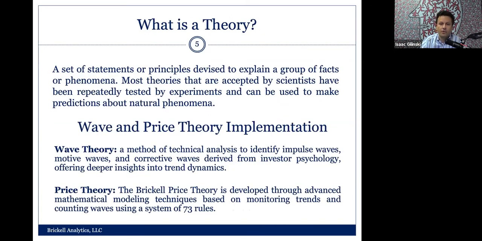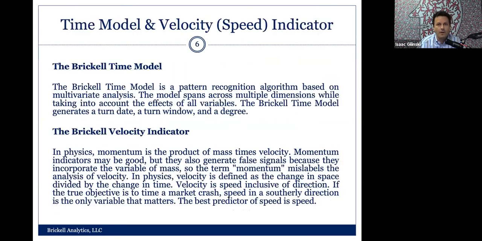So what is wave theory? Wave theory is basically a theory that is used to forecast markets based on fear and greed. You count waves in charts and you make predictions. When markets are high, you predict tops. When markets are low, you predict bottoms. And we use the prediction model. We use about 73 rules to make predictions.